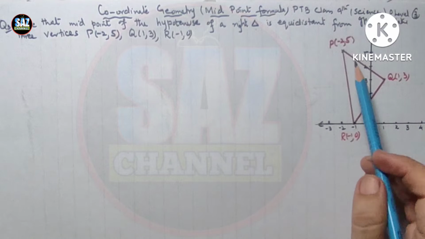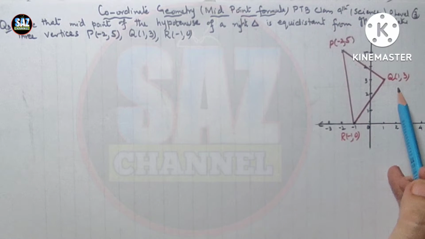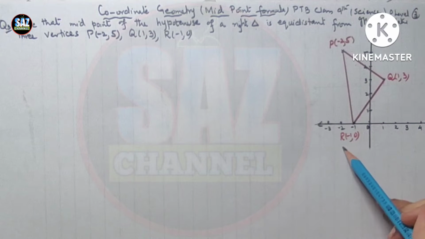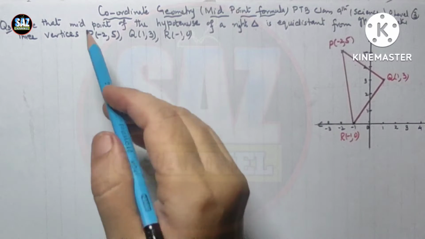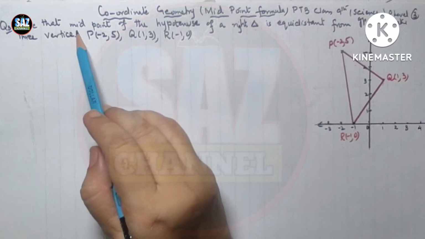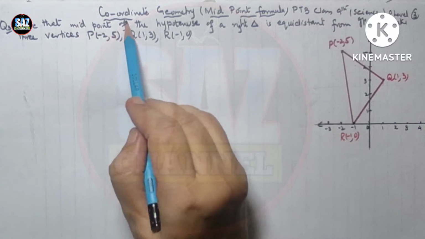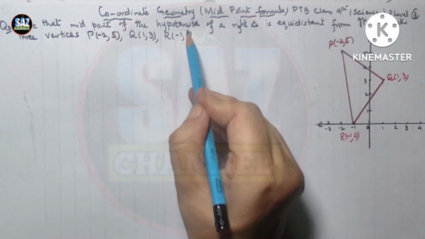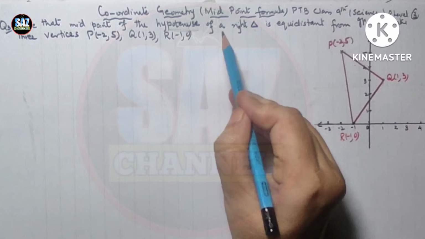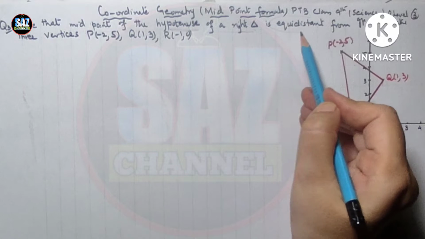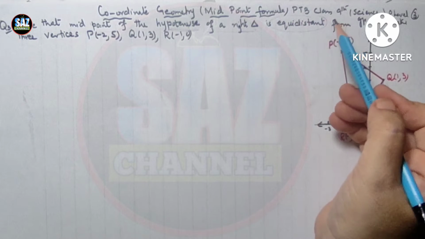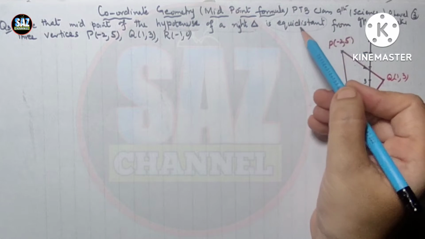Let's try to understand the question once again. What we have to prove, what we have to show: the midpoint of what? Hypotenuse. Of what type of triangle? Right triangle. Is equidistant. Equidistant means, recall my previous lesson, that the distance of the midpoint of the hypotenuse is the same from all three vertices.